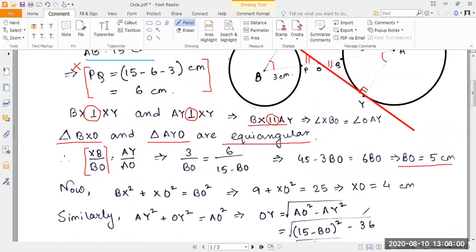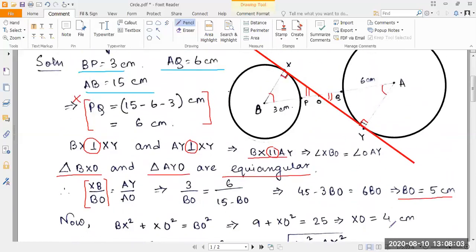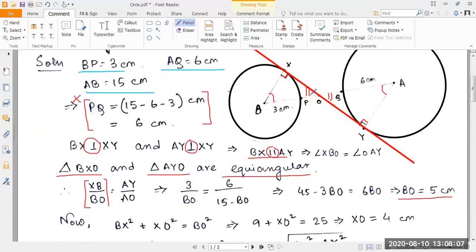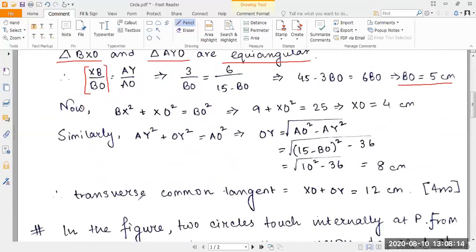So I already have XO, which is 4 centimeter, and I have OY, which is 8 centimeter. So I can get the length of the entire transverse common tangent XY, which is the addition of XO and OY. So the transverse common tangent length is XO plus OY, which is 12 centimeter.